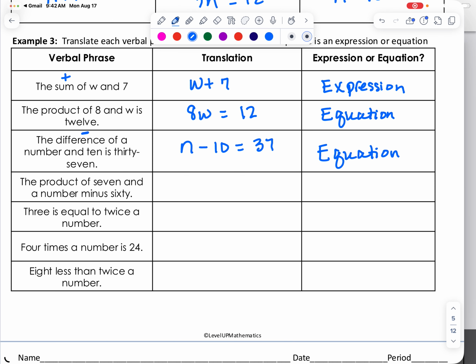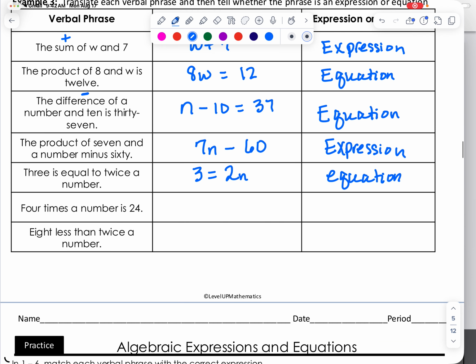All right, welcome back. Let's see how you did. The product of 7 and a number minus 60. The product of 7 and a number is 7N. Minus would be subtract, and then they want you to subtract 60. So this was an expression. Next one, 3 is equal to twice a number, so 2N. So this would be an equation. Okay, next one, 4 times a number, so that would be 4N, is equal to 24. So this was an equation.